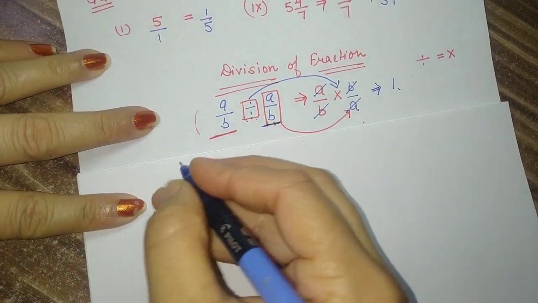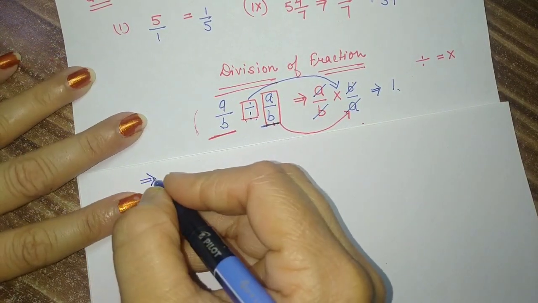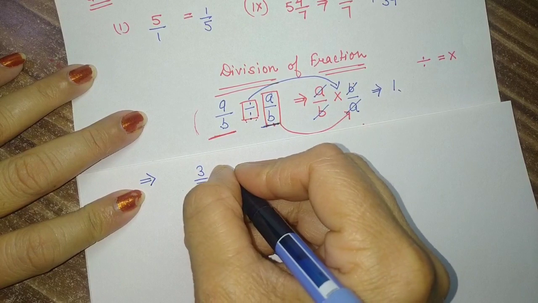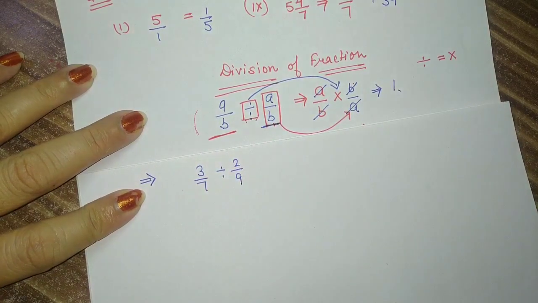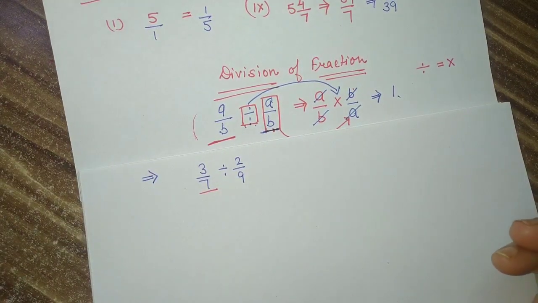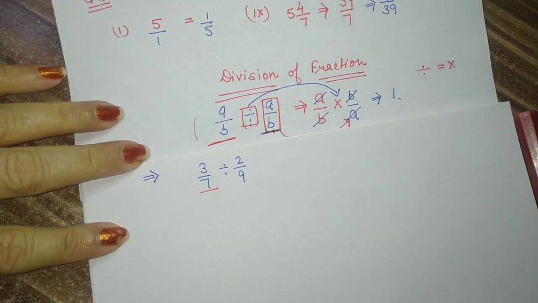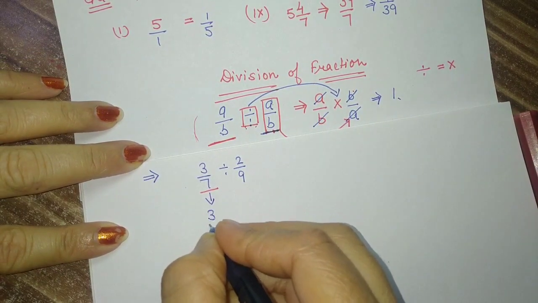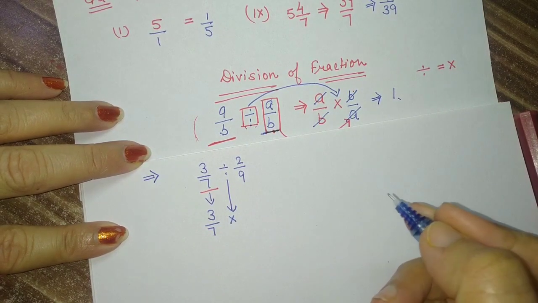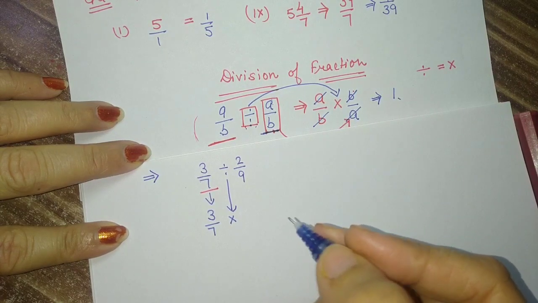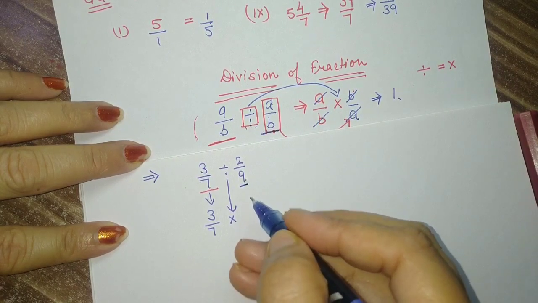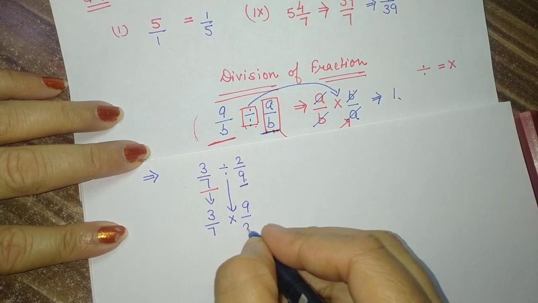For example, you have to divide 3 by 7 divided by 2 by 9. So according to the rule, the first fraction will remain the same. There is no change in the first fraction. So 3 by 7 will remain as it is. The divide sign changes into multiply, and after the divide sign, whatever fraction is given, we take its reciprocal. So 2 by 9 becomes 9 by 2.